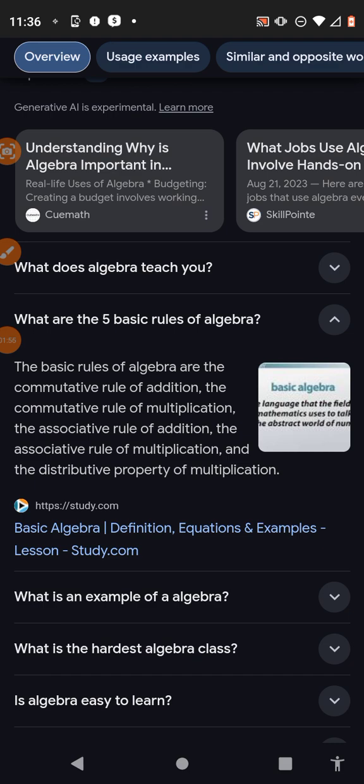So the basic rules of algebra are the commutative rule of addition, the commutative rule of multiplication, the associative rule of addition, the associative rule of multiplication, and the distributive property of multiplication.